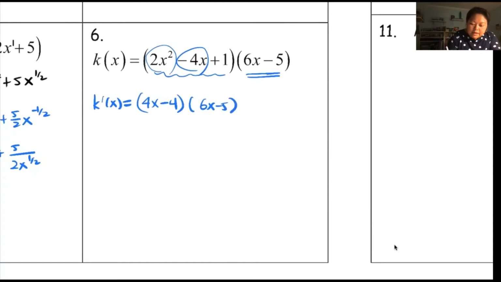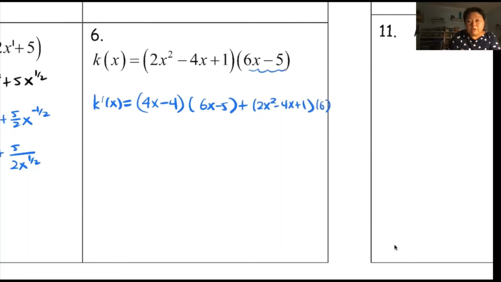And then my second term, plus, product rule is always plus. Plus, keeping the original first equation, and then the derivative of the second one is just 6. Now you do have to clean this up, so make sure you distribute and clean up. I get 24x squared minus 20x minus 24x plus 20. And then plus 12x squared minus 24x plus 6.